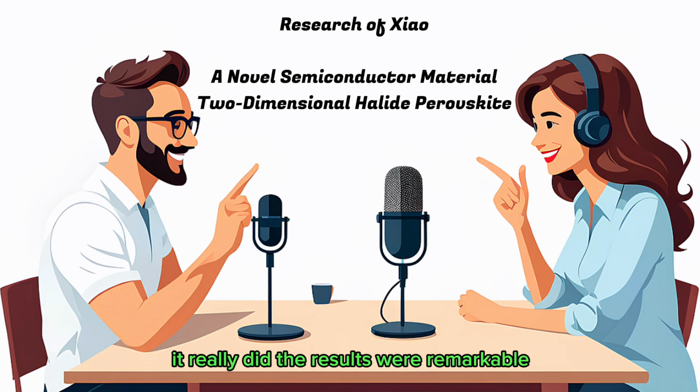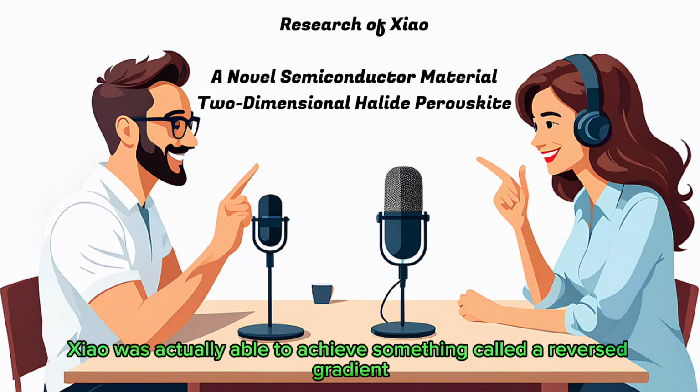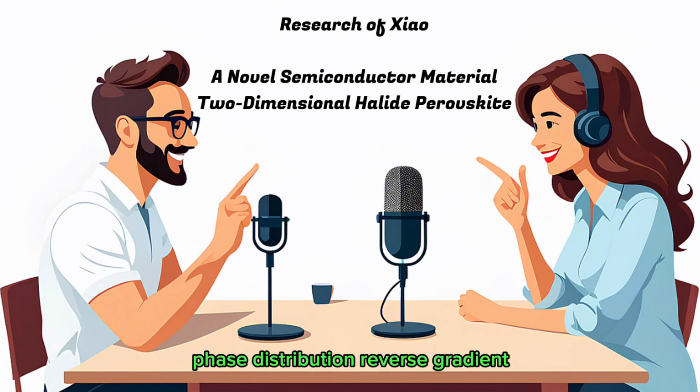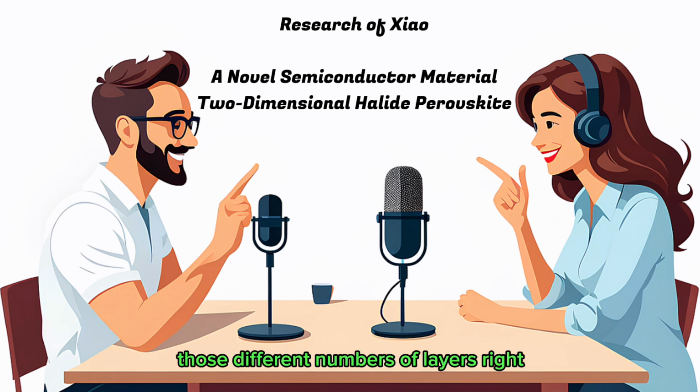Did this have a noticeable impact on the final perovskite film? It really did. The results were remarkable. By carefully adjusting the ratio of PDMA to PA, Xiao was actually able to achieve something called a reversed gradient phase distribution. Reverse gradient. Okay, what exactly does that mean? So remember how we talked about those different phases with varying N values? Those different numbers of layers.